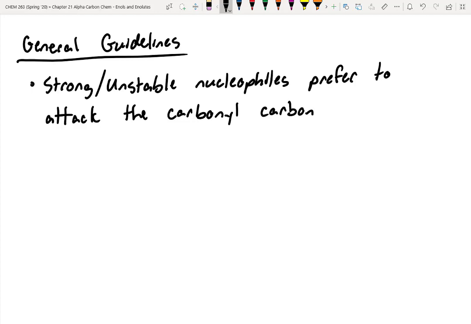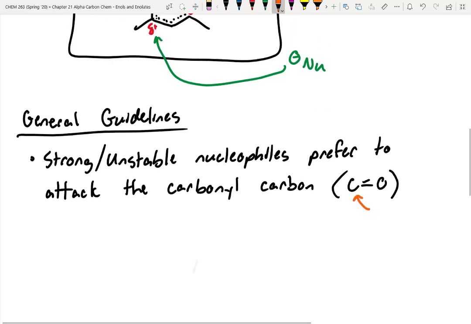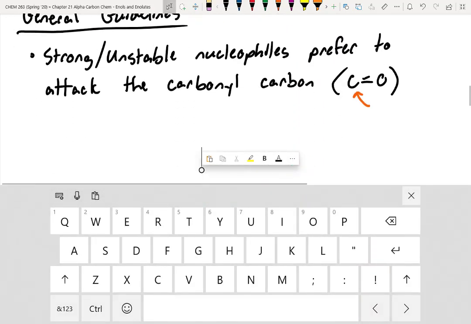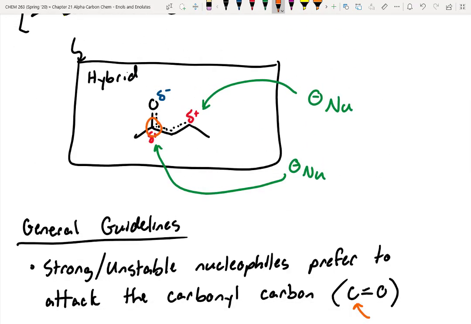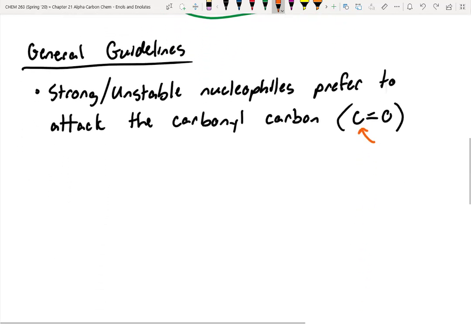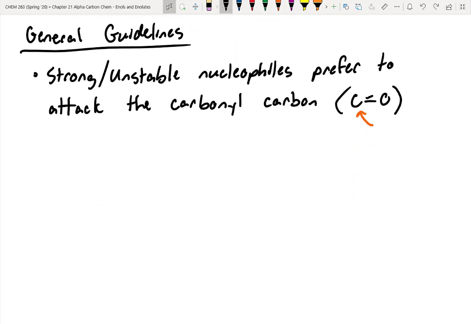And what I mean by that is that's the carbon in the C=O double bond, right? So it's going to attack right there. If we put this into perspective, the carbonyl carbon in the above compound is going to be that carbon that's attached to oxygen. All right, so if it's unstable, it prefers to attack there. However, if you have a stabilized nucleophile, meaning one that's got maybe some resonance or something in it that's stabilizing that negative charge, stabilized nucleophiles will attack the other site.